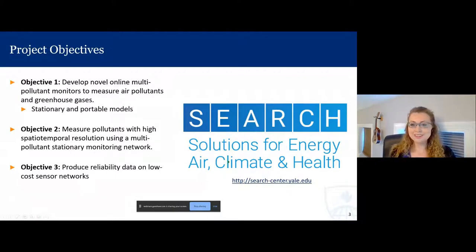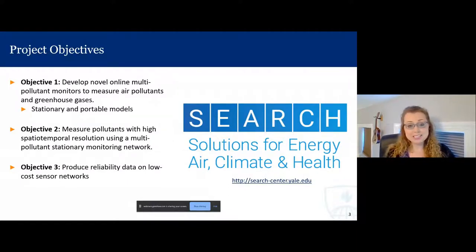So just quickly, some project objectives. Again, this is Project 2 of the SEARCH Center. First, we wanted to develop some novel online multi-pollutant monitors to measure air pollutants and greenhouse gases. So we really wanted to characterize things that we think are important exposures to people in a major urban environment. We have two different models. There's a stationary model, which are the ones actually in the network. And then we also have the portable models, which is similar but smaller, but can be carried by an individual relatively easily, low burden. I'll highlight some of those today.